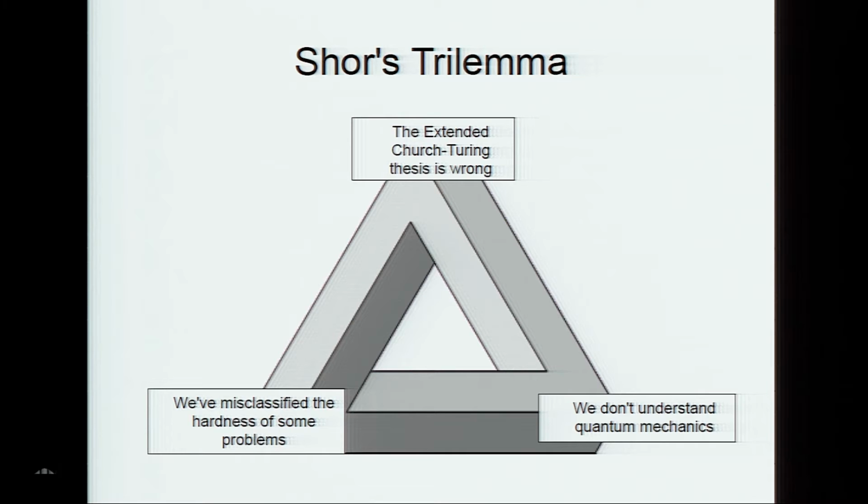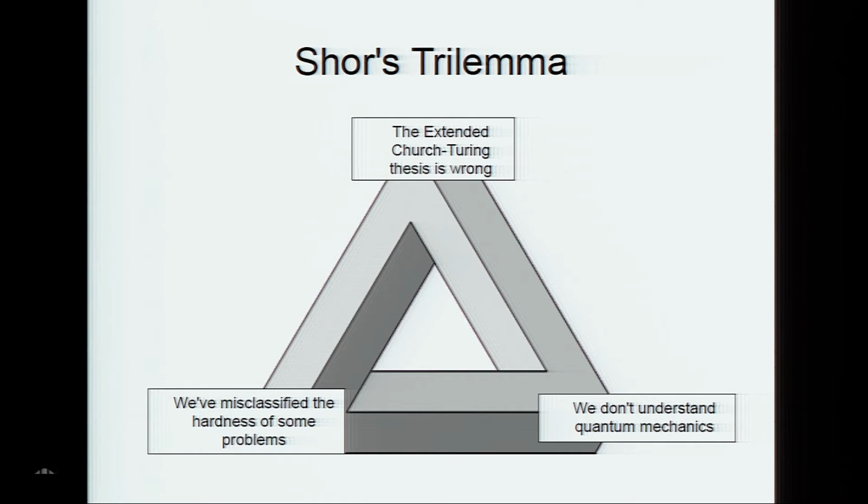So we are left with this kind of three-way contradiction that is known as Shor's trilemma, which basically works like an Escher impossible triangle. Two of the three sides can make sense, but then when you've decided which of the two sides have to make sense, the third side pops out of the page. It can't make sense. And so the three sides are either this extended Church-Turing thesis has to be wrong, or we have somehow misunderstood how quantum mechanics works, or we have somehow completely misunderstood how to classify the hardness of computing problems.